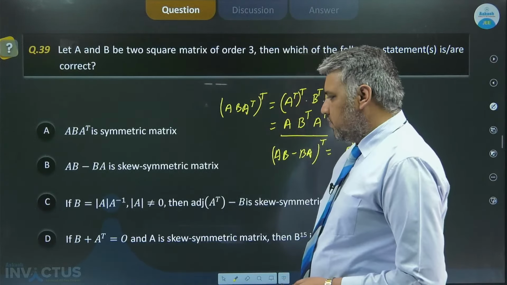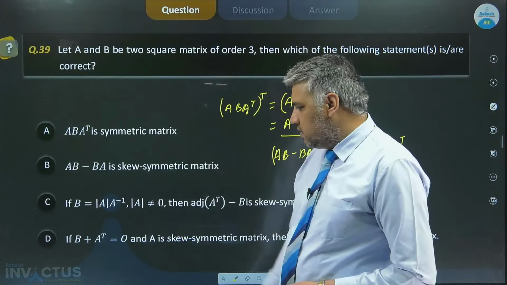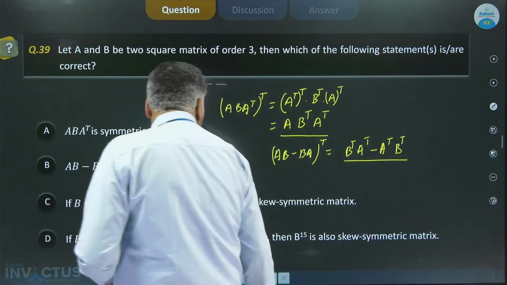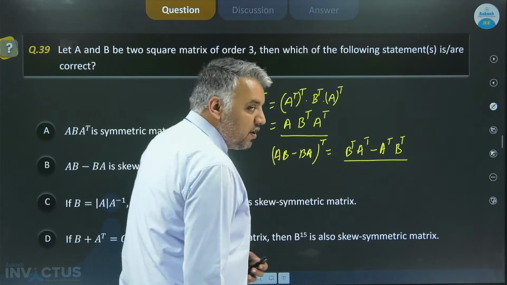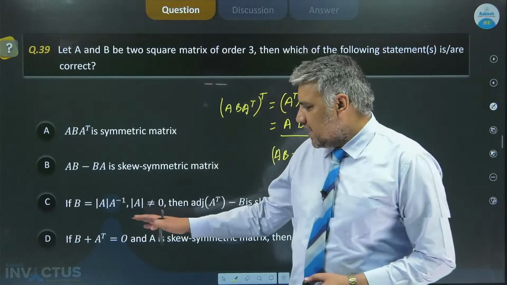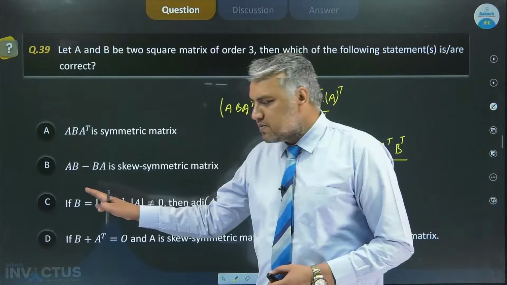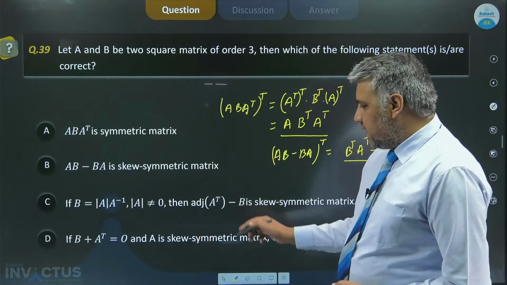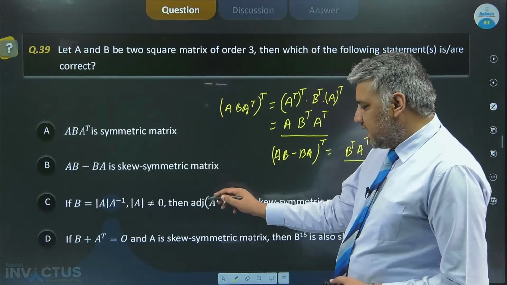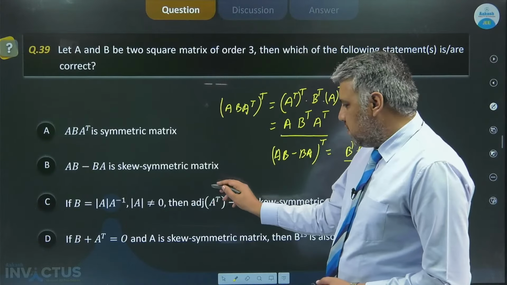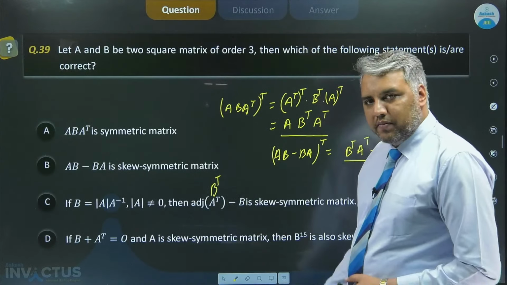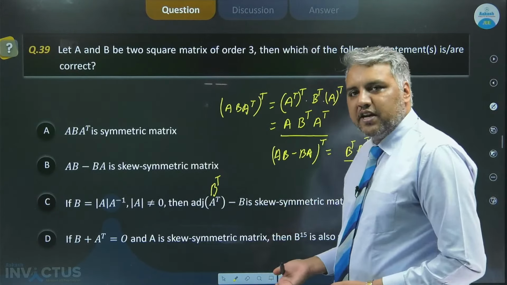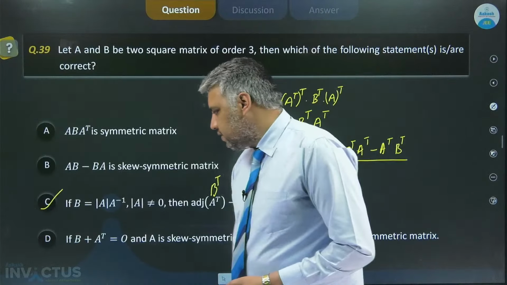Again, option C, B is equal to determinant A into A inverse. A is invertible, determinant A is non-zero. Adjoint of A transpose minus B is a skew-symmetric matrix. Now if we observe that B is determinant into A inverse, that means B is adjoint of A. We know the property that adjoint of A transpose can be written as adjoint of A whole transpose. So this is actually B transpose. Now this is B transpose minus B, a skew-symmetric matrix. Now this statement is true. So this is a correct option.